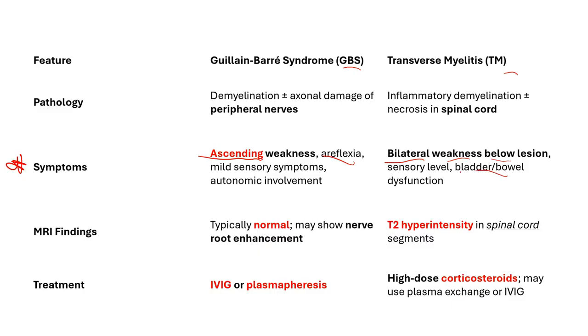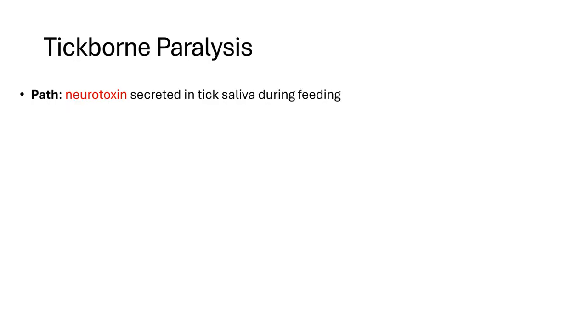Now, the last thing that we will discuss is something known as tick-borne paralysis. Tick-borne paralysis is a rare neurotoxic disorder caused by some sort of neurotoxin secreted in the tick's saliva during prolonged feeding, typically greater than 4 to 7 days. Now, unlike infectious or immune-mediated neuropathies, the paralysis is toxin-mediated and not inflammatory demyelinating, as the other diseases have been.